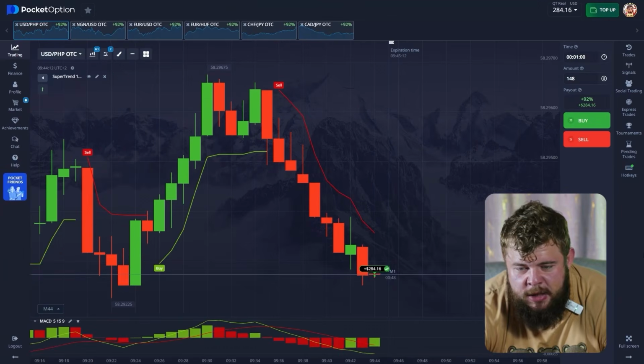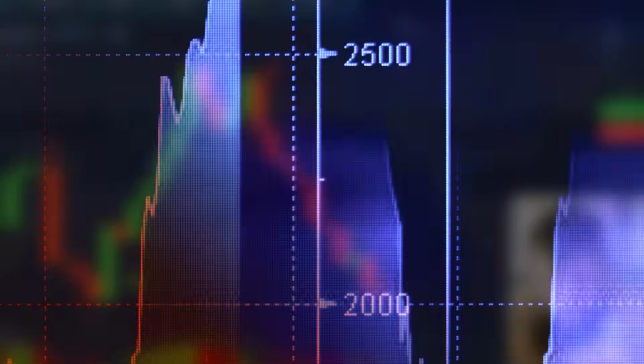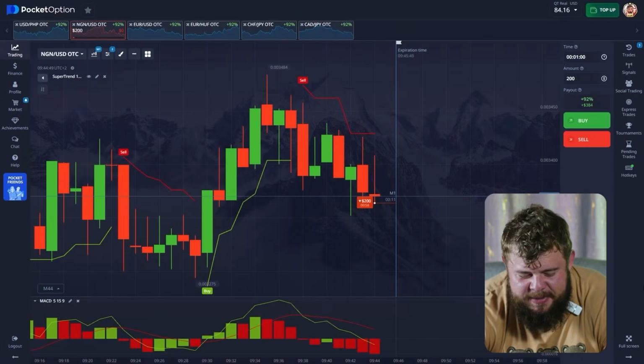So the first trade is closed, and it's closed with profit. We have $284 on the account right now. Now we're opening sell position here.